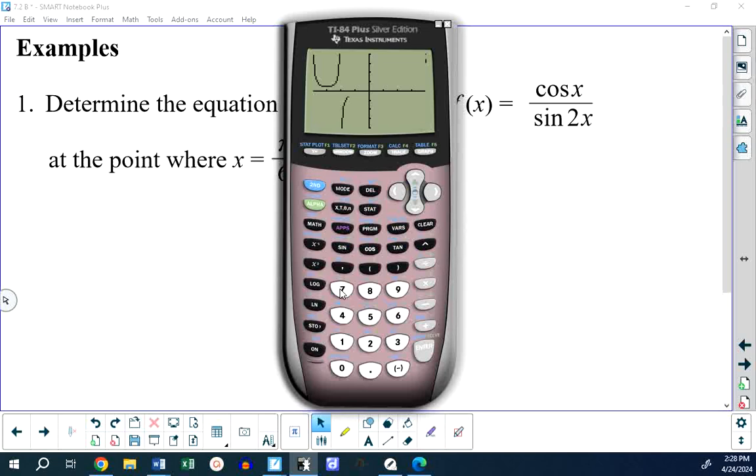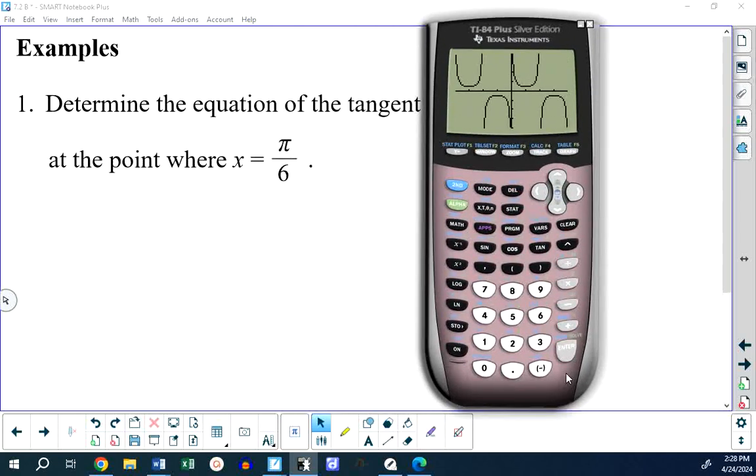And we get a graph which is not familiar at all to you. This is actually a graph of a reciprocal trig function that's kind of disguised. It has a series of vertical asymptotes at different places. It has no x-intercepts and it has no y-intercepts. We can use our calculator, by the way, to find the equation of the tangent at pi over 6.